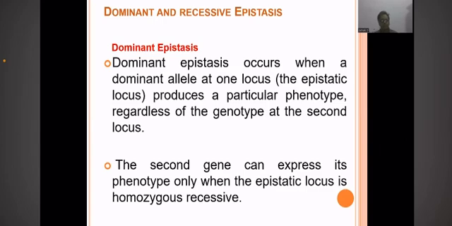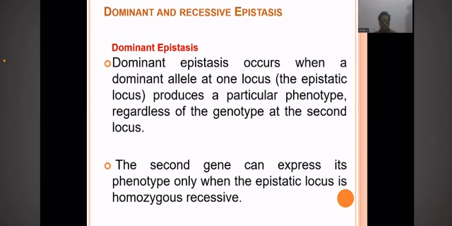So, dominant epistasis occurs when a dominant allele at one given locus, or position of a gene, tends to produce a particular phenotype. Here phenotype refers to a trait. It could be the hair color, the height, or any given phenotype, regardless of the genotype at the second locus. The second locus here could be a recessive allele. So the second gene can express its phenotype only when the epistatic locus is homozygous recessive.